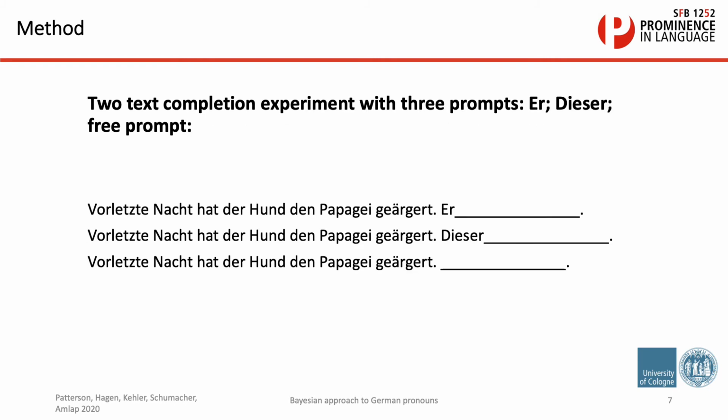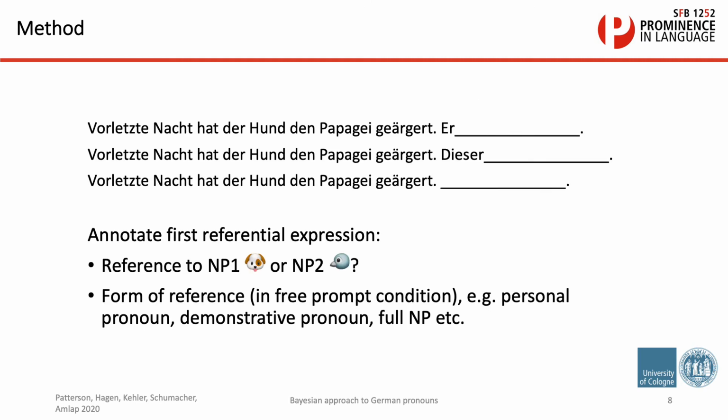We carried out 2 text completion experiments with 3 prompts: er, dieser, and a free prompt condition, where no pronoun was given. And we annotated the first referential expression for its reference, whether it referred to the first or the second referent, and also for its form of reference in the free prompt conditions.